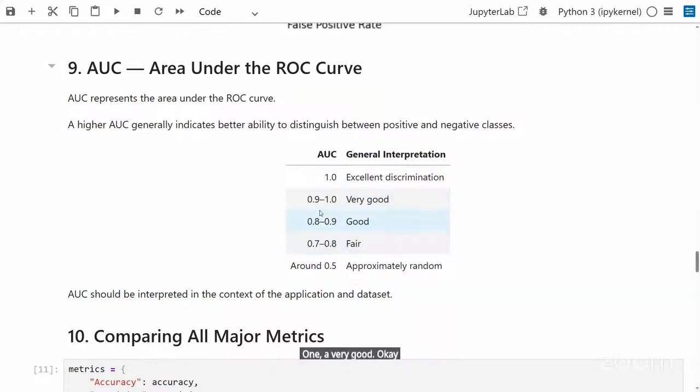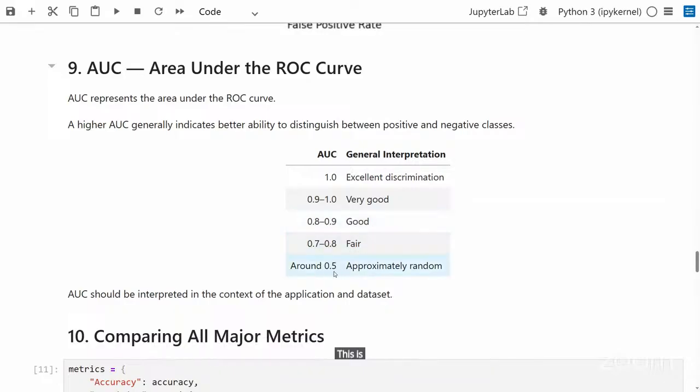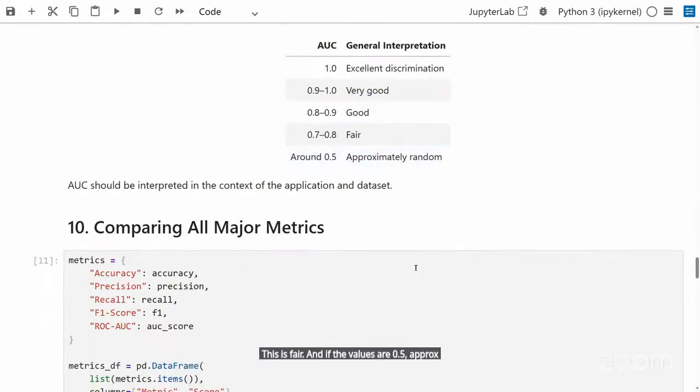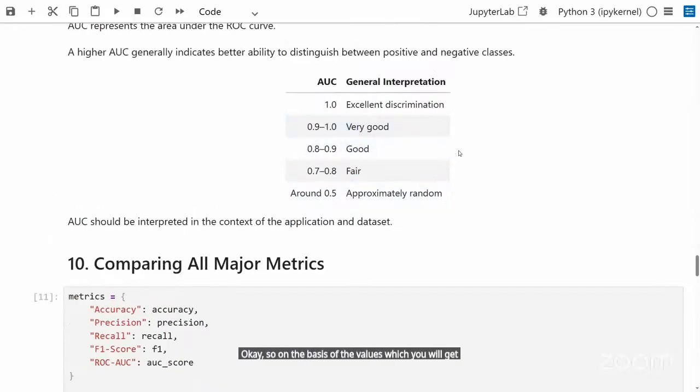Here is 0.921. Very good. Then we have 0.8 to 0.9. Good. This is fair. And if the values are 0.5, approximately random. So on the basis of the values which you will get, must be interpreted on these values.